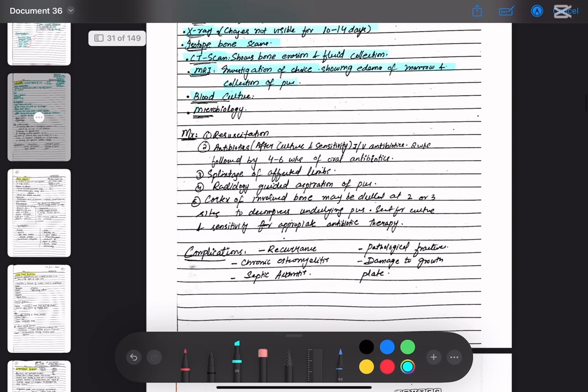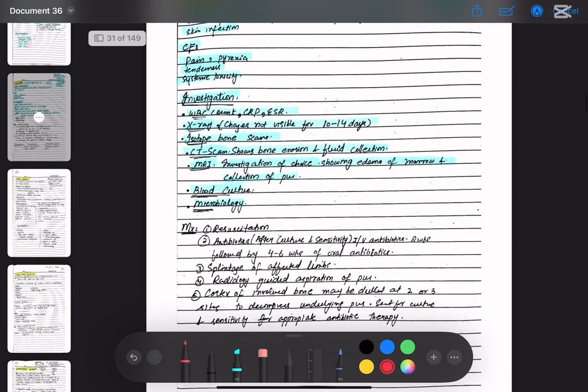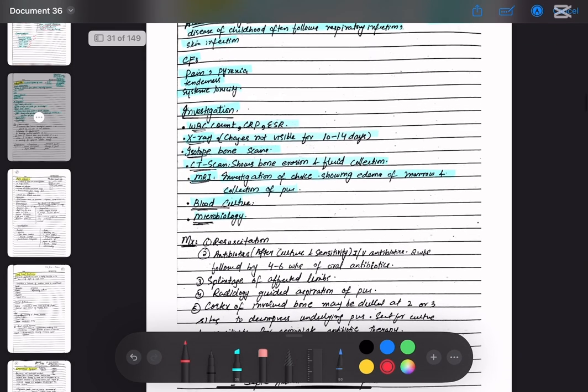Okay, as it is a bacterial infection, so first of all, in case of inflammation or infection, WBC count is checked, and in case of the inflammation or infection, ESR is raised and C-reactive protein is raised. So WBCs will show that there is infection. X-ray is done, but the X-rays will show the changes after 10 to 14 days. And the bone scans, isotopes are done, and CT scans are done, which show the bone erosion and fluid collection.